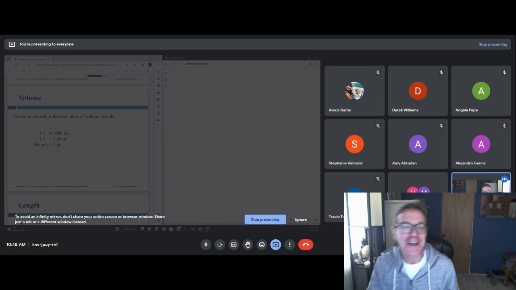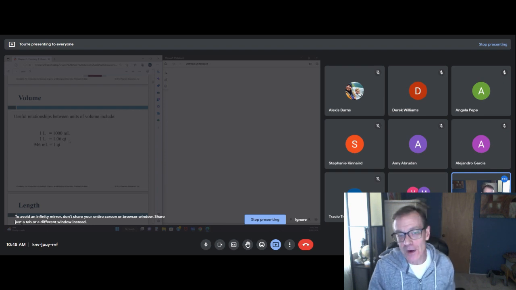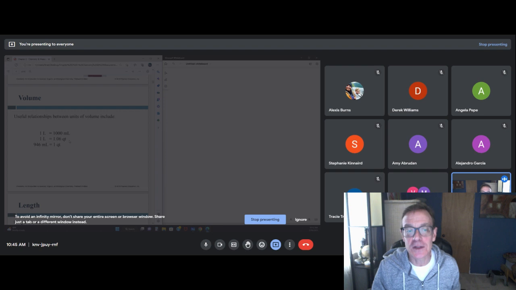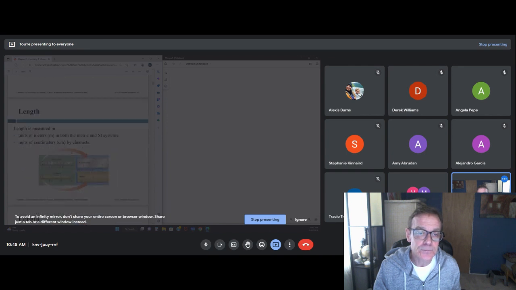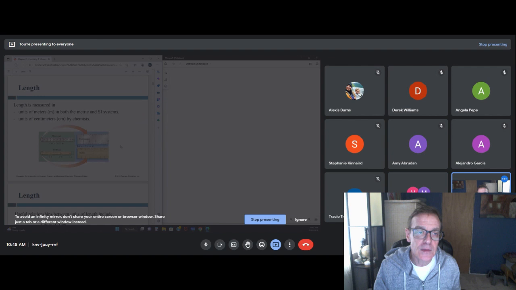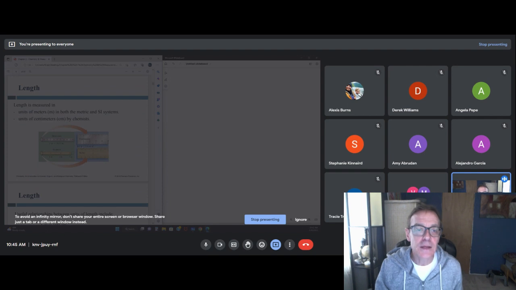With all that being said, a liter is 1,000 milliliters. Okay, so a liter is approximately the same as a quart. So that's an easy one. And so length, that is volume. Length.